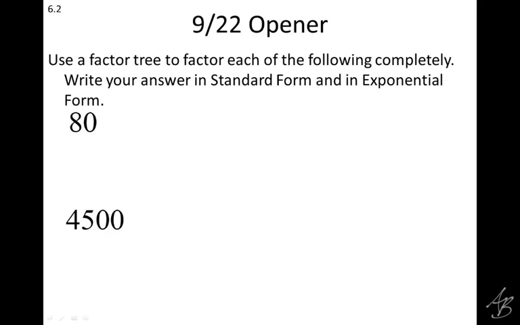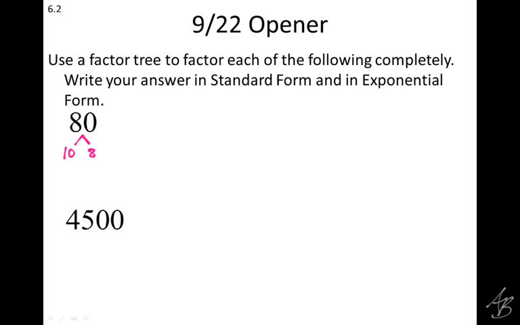A factor tree, right? So what two numbers can we multiply together to get 80? 8 and 10. Anytime a number ends in 0, what do you know has to go into it? 10, right? And so we know it's going to be 10 times something, and if we just take that 0 off, then we're left with the 8. So when we divide by 10, we just basically take a 0 off. So we know it's going to be 8 times 10, or 10 times 8.